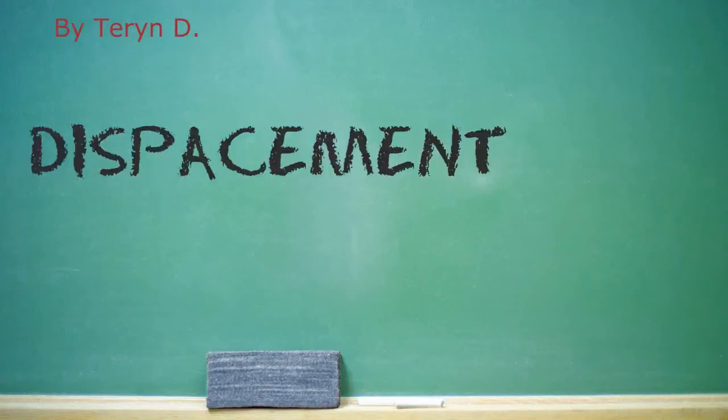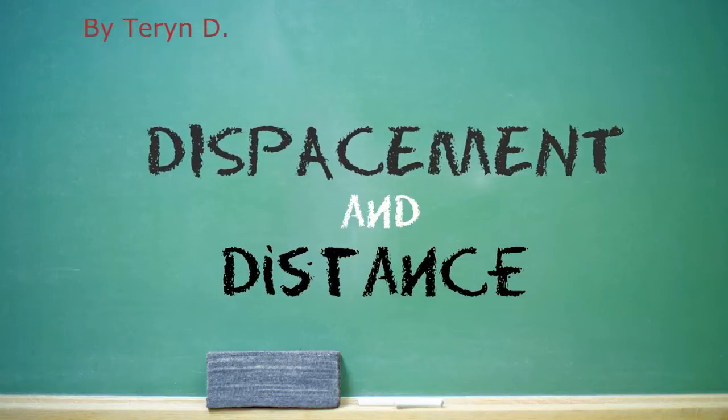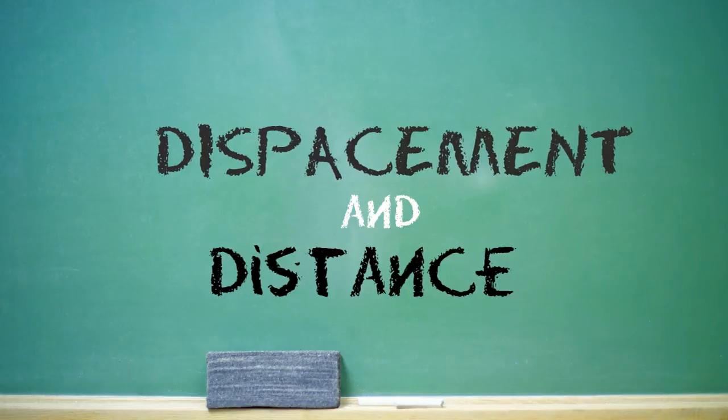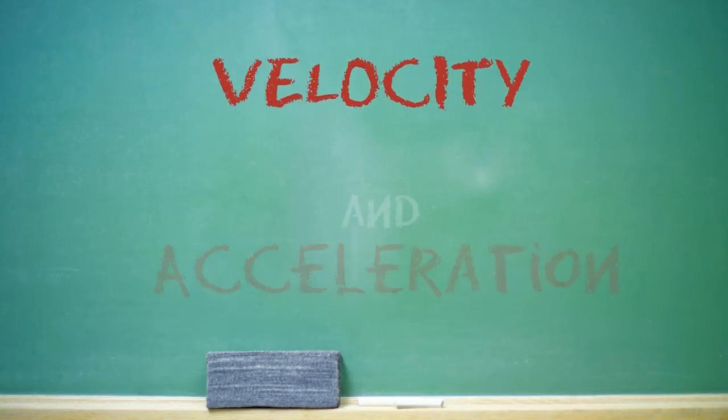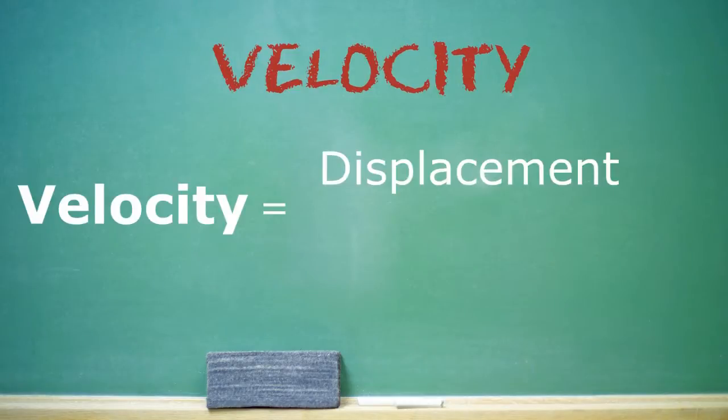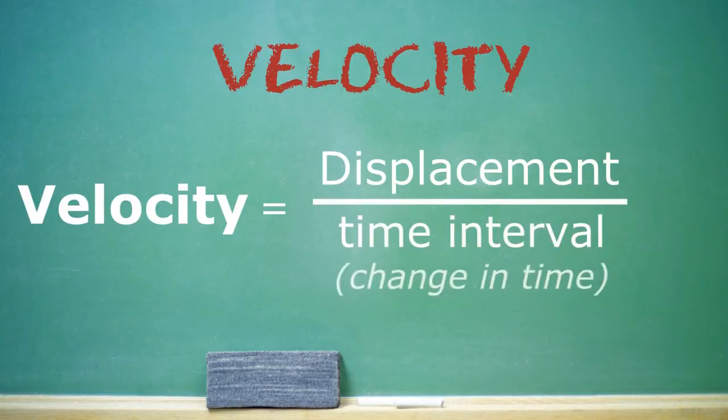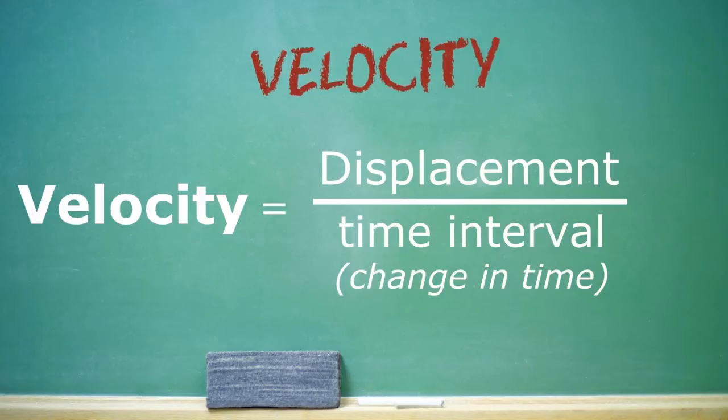You've learned all about displacement and distance, right? Well, there's a couple more aspects that are important to know: velocity and deceleration. To find the velocity, you take the displacement of the object, or how much the object has moved from point A to point B, and divide that by the time interval, or the change in time from point A to point B. This gives you the speed, but with direction, because velocity is a vector quantity.